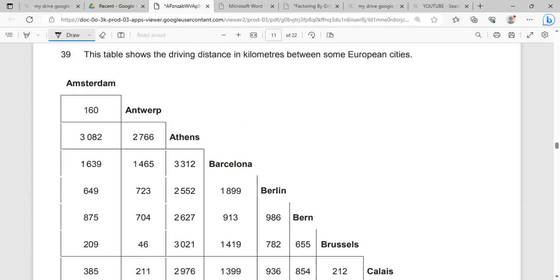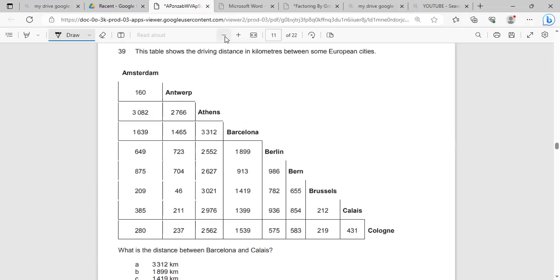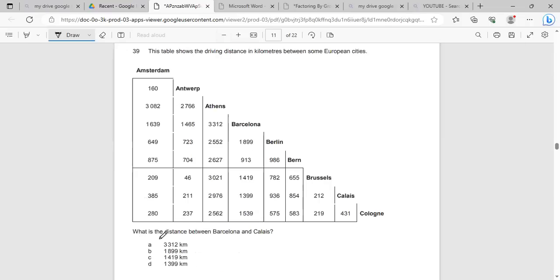39. The table shows the driving distance in kilometers between some European countries. Let's go straight to the question. Which is the distance between Barcelona and, I don't think we can pronounce that word, Calais? So it's going to be the intersection, which is this. So that would be D. Let's look where they meet. All right, thanks guys, you're welcome.